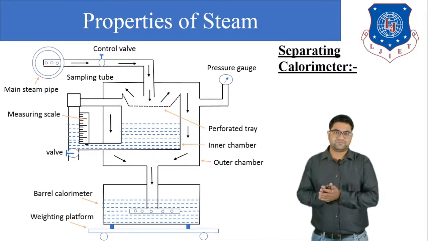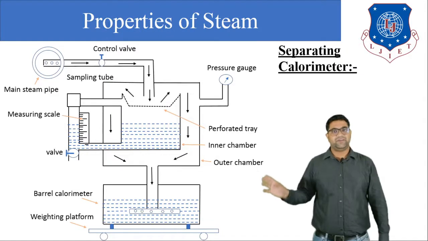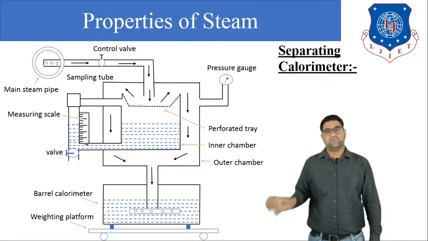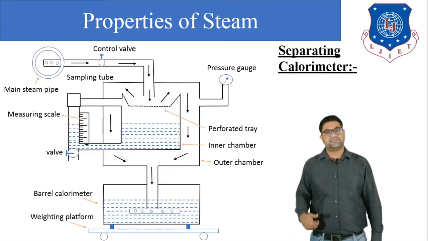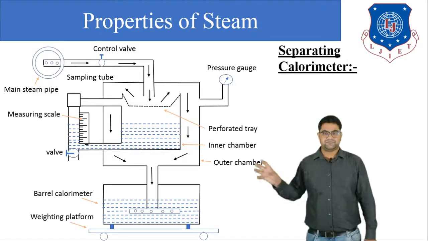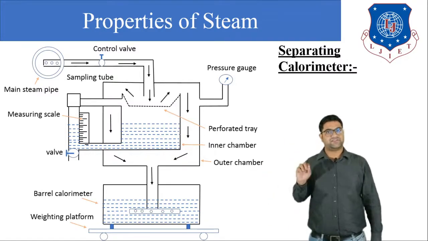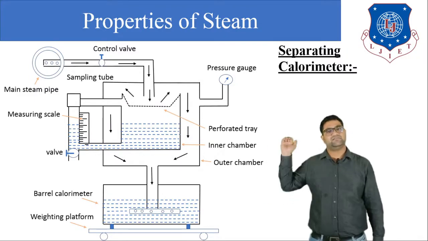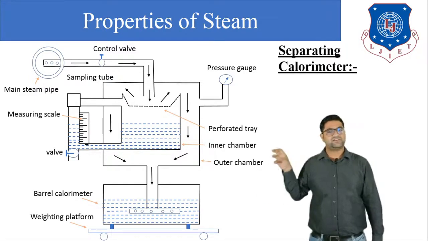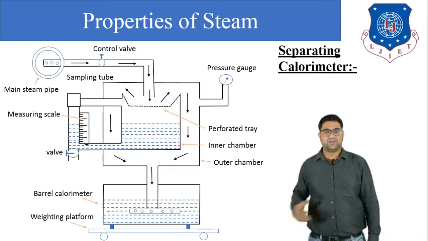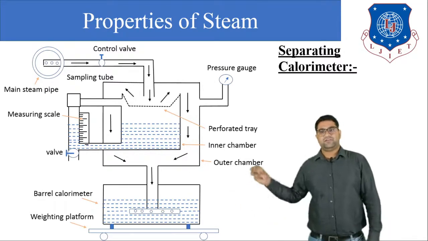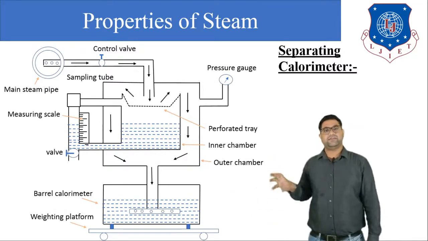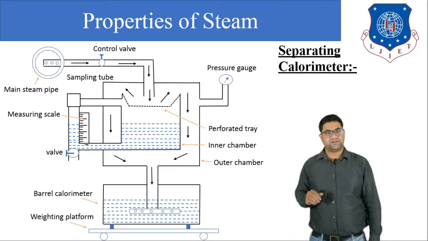We know the application of the barrel calorimeter. In the barrel calorimeter the steam is condensed, and after condensation we measure the weight of the steam and then we get the value of the dryness fraction, which we have already discussed in our previous lecture on the barrel calorimeter. So for the bottom part you know the application of the barrel calorimeter and how it is operated.